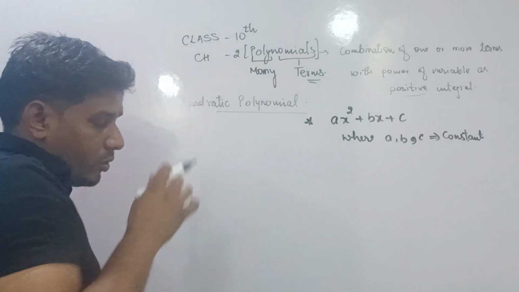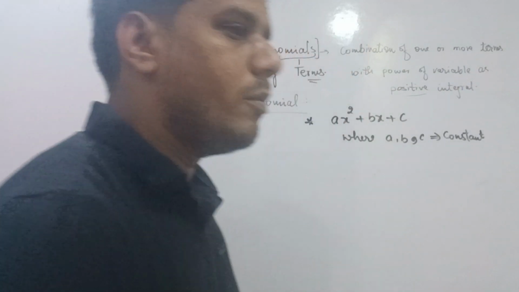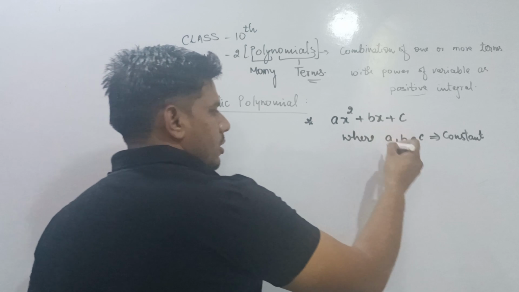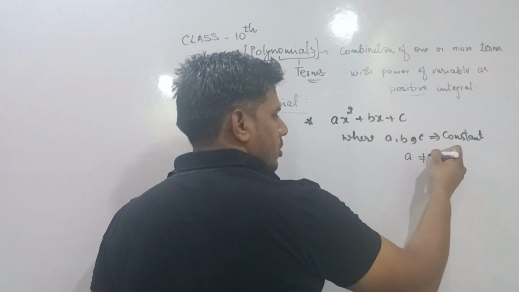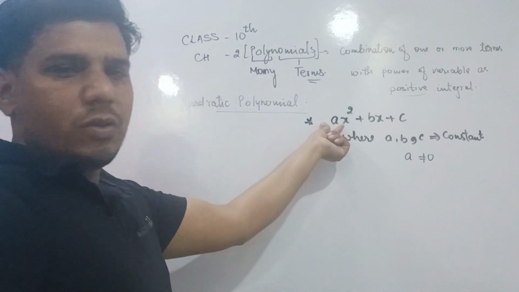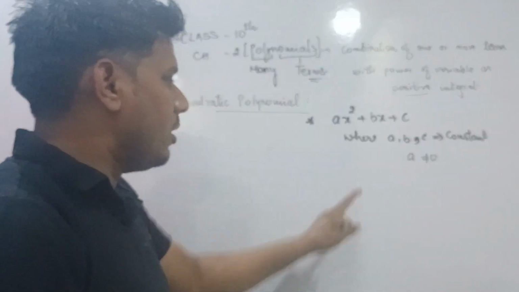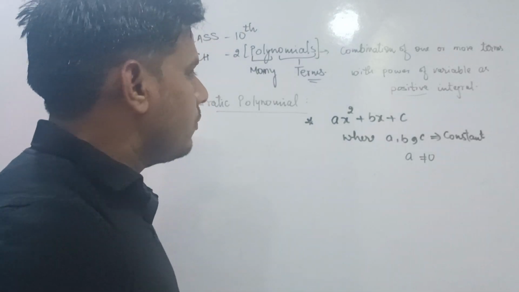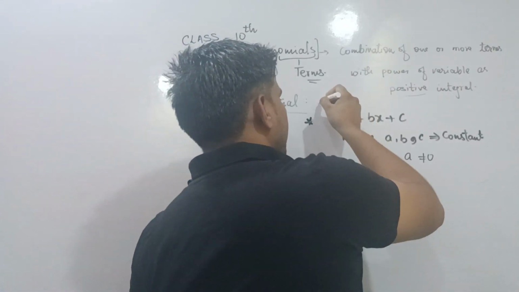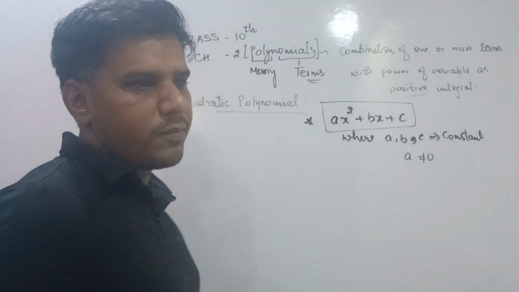So if we want to make this a quadratic polynomial, then a must not be equal to 0. The condition is a is not equal to 0. If a is going to be 0, then x square into 0 will be 0, and then it will be the linear polynomial. So a must not be equal to 0 if we want to have this expression as the quadratic polynomial.